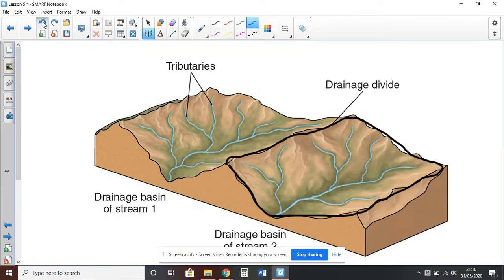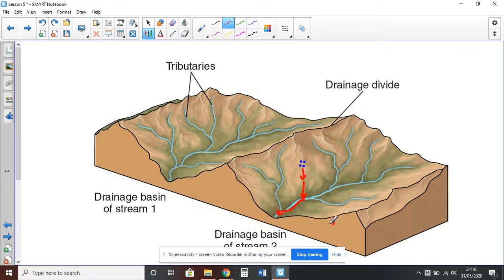Now, when water lands on that landscape, let's just add some water here. Okay, what's it going to do? Well, it's going to first of all travel down slope because of gravity. And as soon as it comes across a river, it is going to then flow in that river back to the sea. Okay. However, it may not just flow across the surface.